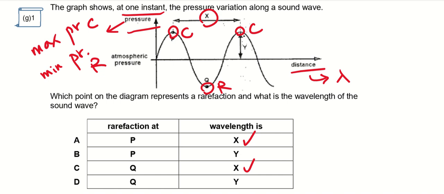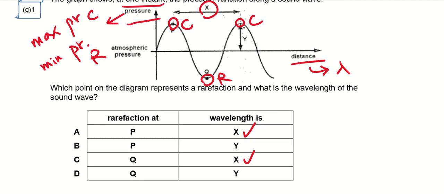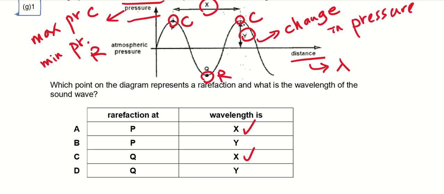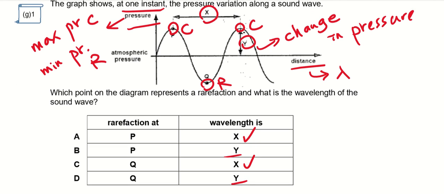The Y will then be the amplitude, if we later translate it to the maximum distance. So Y is actually the change in pressure, if I were to put it. Of course, Y is used in our options as a distractor. They're asking for the rarefaction. Rarefaction will be at Q. So the answer is C.